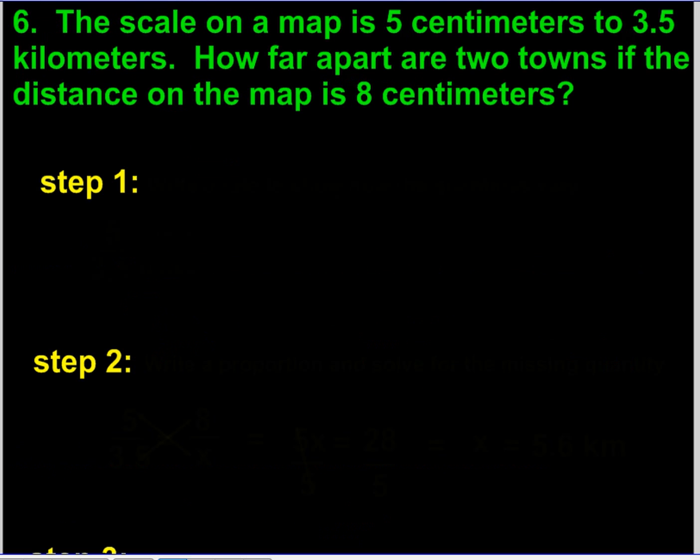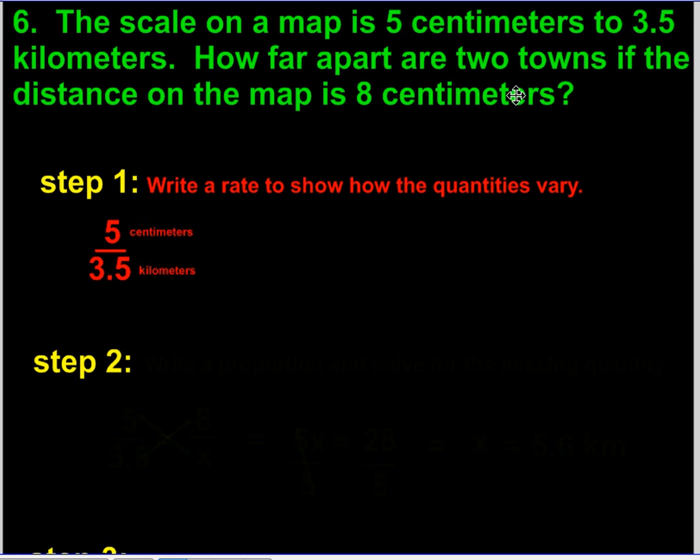Okay, let's take a look at question number 6 now. Number 6 says the scale on a map is 5 centimeters to 3.5 kilometers. How far apart are two towns if the distance on the map is 8 centimeters? So start again by writing a rate to show how the quantities vary. And even though it doesn't say "there are," you could sort of rephrase it that way. There are 5 centimeters to 3.5 kilometers. So these two pieces of information are what we're going to use to write our rate.